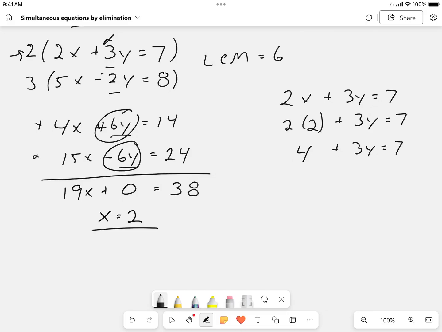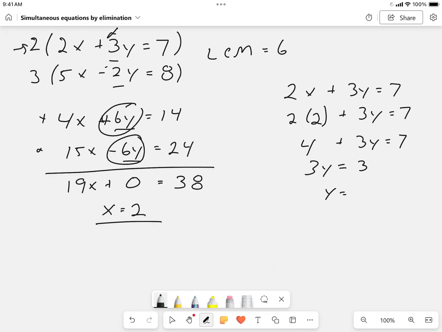So now I subtract 4 from each side, and that's going to give me 3y is equal to 3, which is going to give me y is equal to 1. And so now I could plug both of these numbers back into the other equation. Remember, on simultaneous equations, you know you have the right answer. If I plug x equal 2 and y equal 1 into the other equation, it's all going to work out.